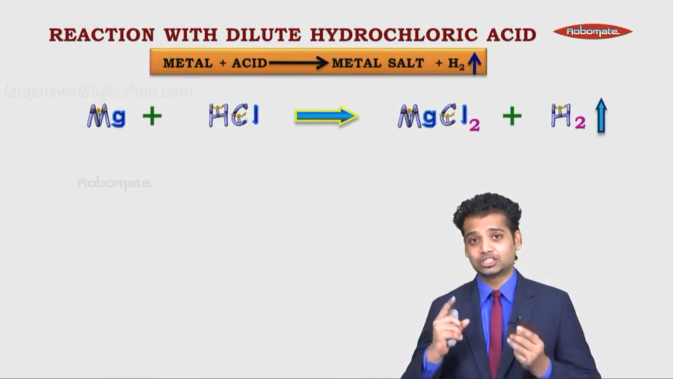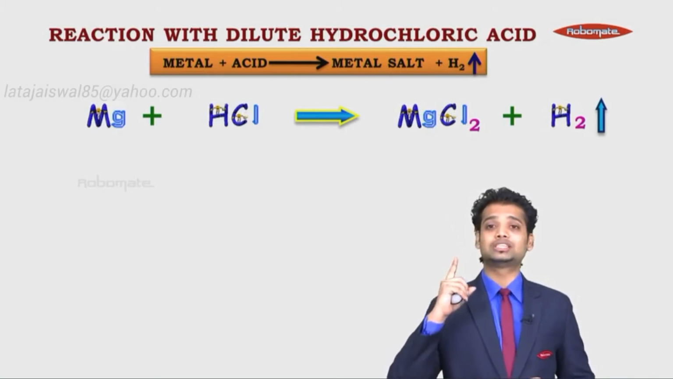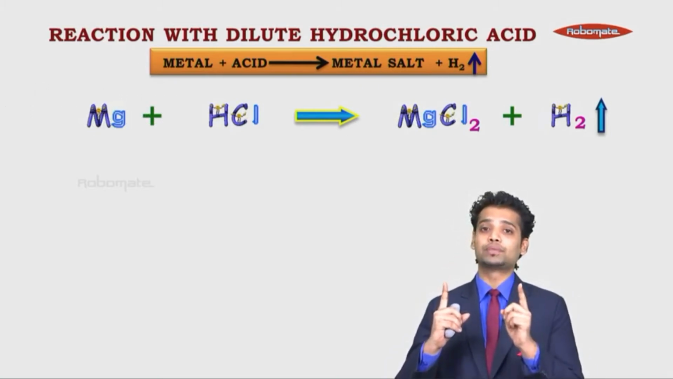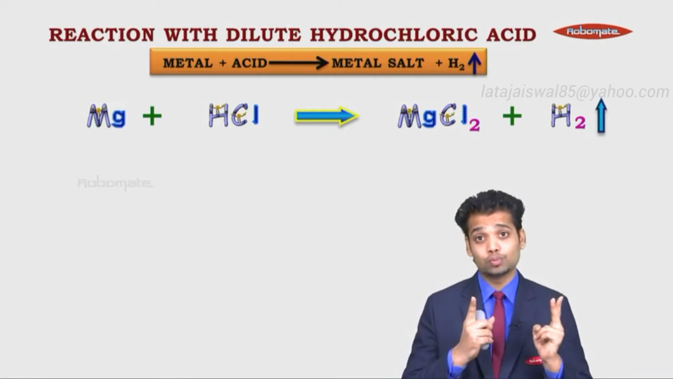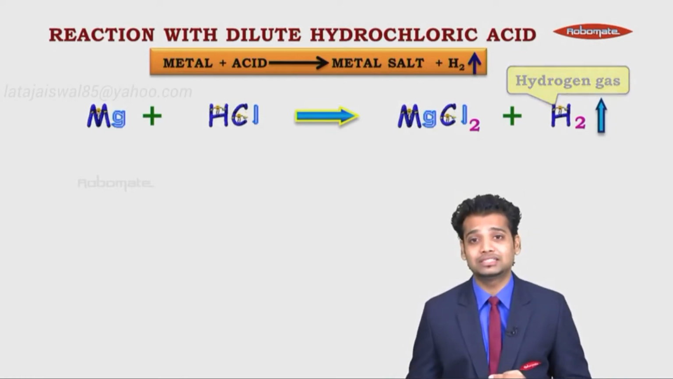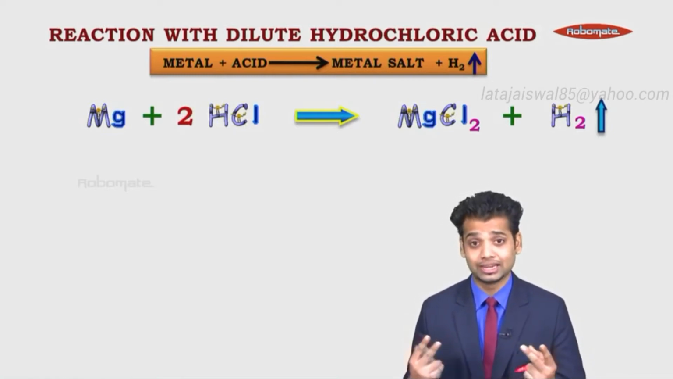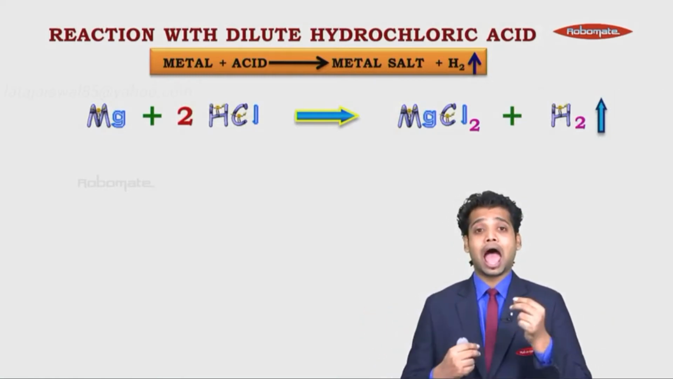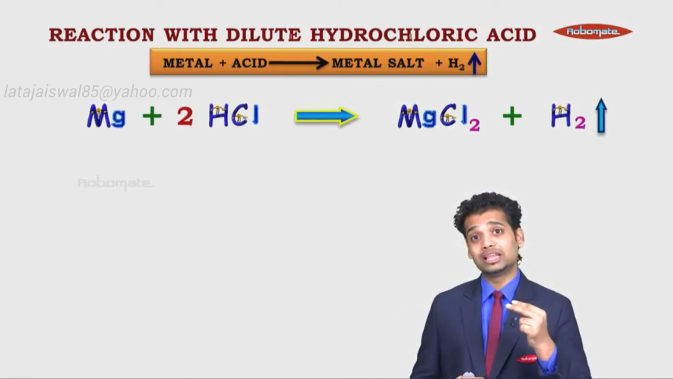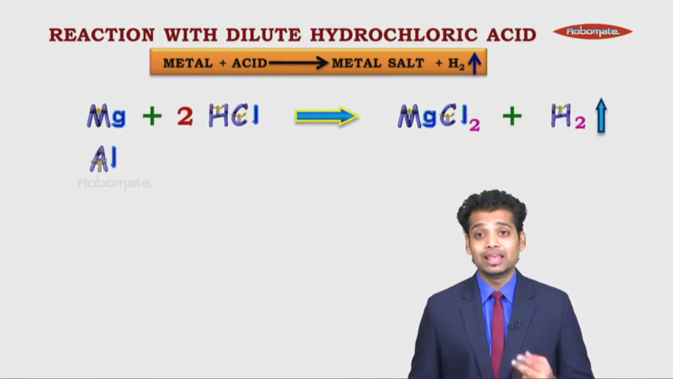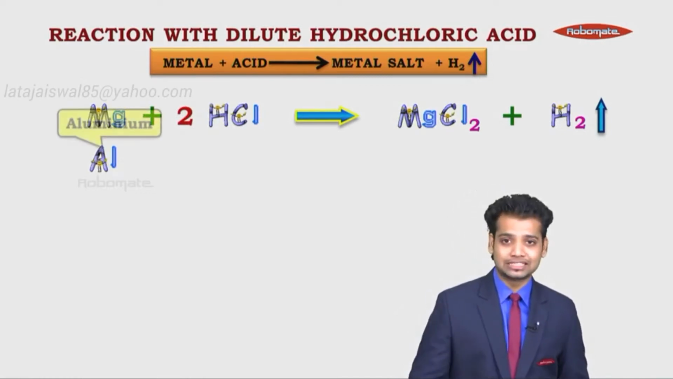Let's balance the reaction. The third step, balancing the reaction. Mg is 1, Mg is 1. H is 1, H is 2. So you multiply by 2 on the left hand side, making Cl 2 and Cl is 2 on the right hand side. Your reaction is done. I'm sure you'll be able to do the next reaction even quicker. The next reaction is Al plus HCl.